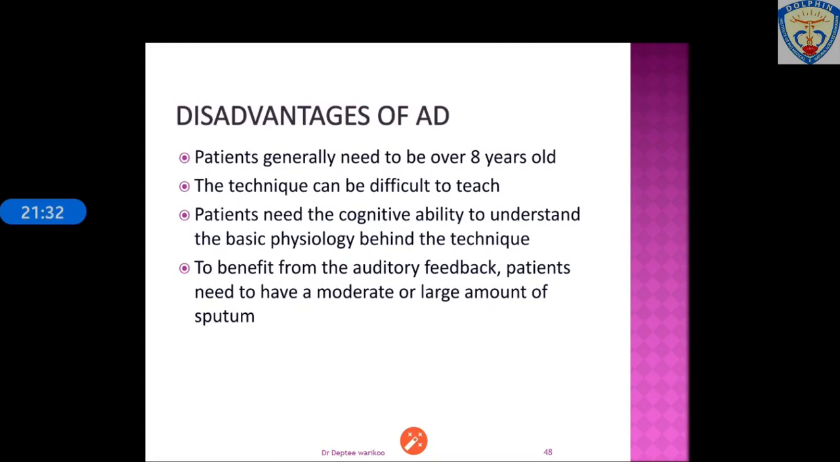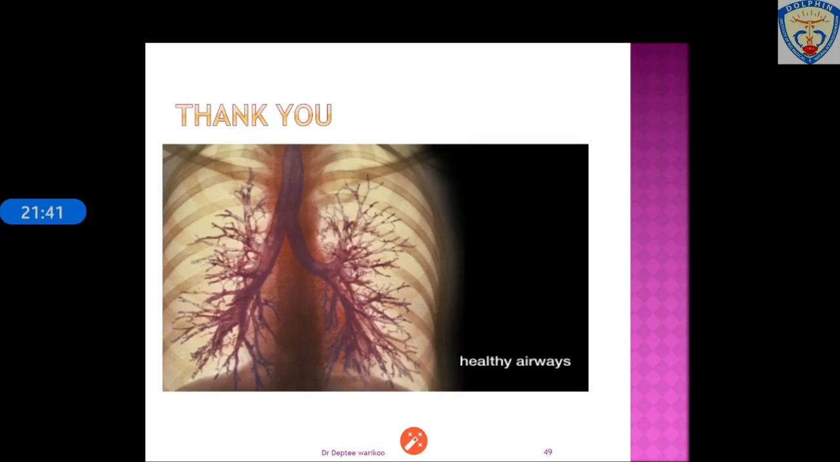We can use it in patients with cystic fibrosis, chronic bronchitis, pneumonia, bronchiectasis, and chronic obstructive pulmonary disease. So this was about ACBT and autogenic drainage.